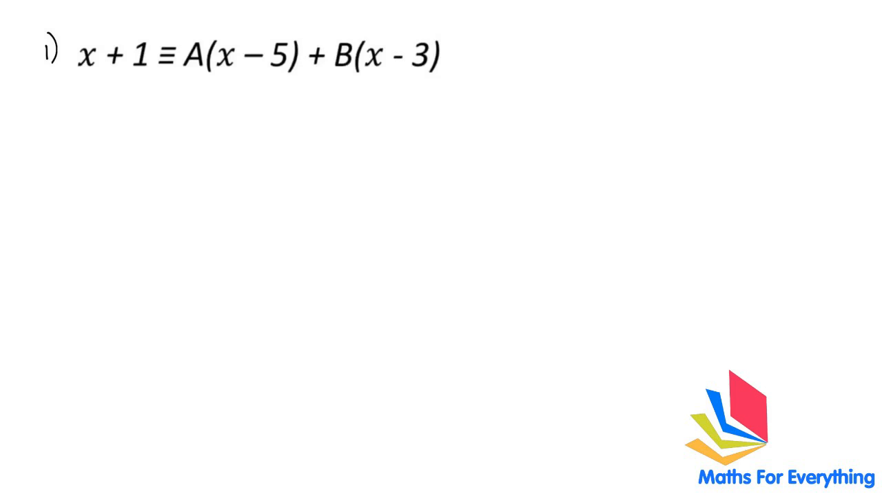The first question: x plus 1 is equal to A(x minus 5) plus B(x minus 3). Whatever you have in the brackets, write it on the side. So x minus 5 is equal to 0. When you bring the 5 to the other side, it will become positive 5. We do the same with the second bracket: x minus 3 is equal to 0. When you bring this 3 to the other side, it will be positive 3.